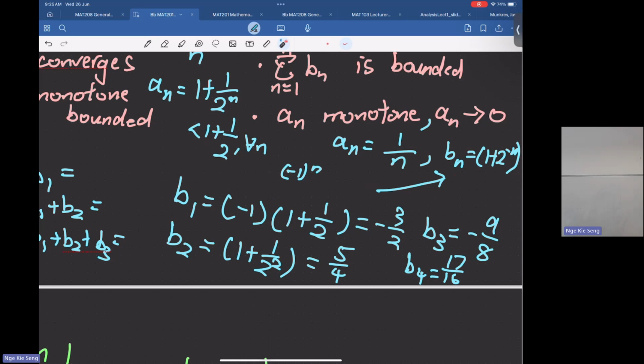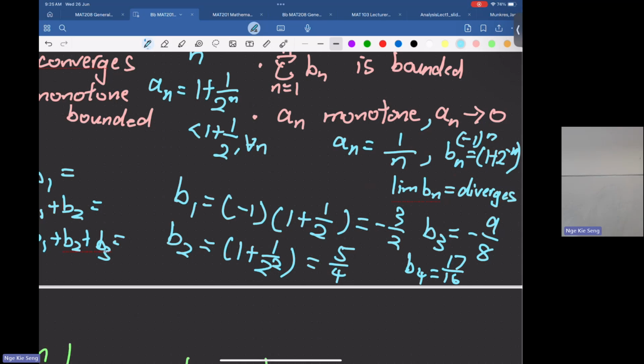If you use the test for divergence, even if you put these powers in, what's the limit of this? It is not 0 also, right? So what we want to claim here is that the limit of Bn doesn't exist, so it diverges. Or I just say Bn diverges. Does it make sense?